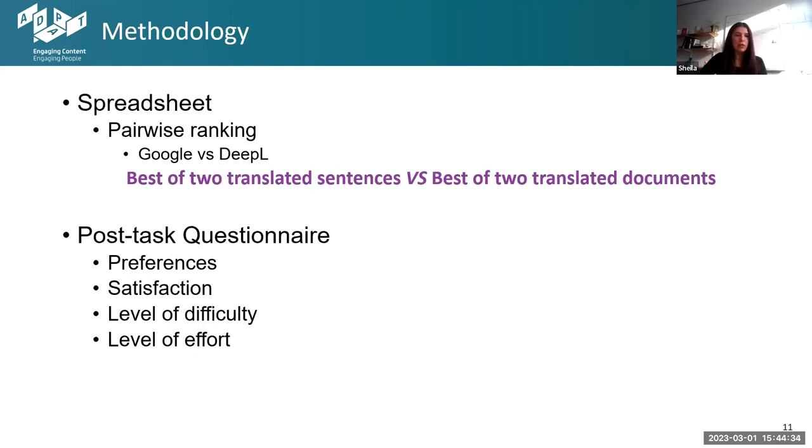I just used a spreadsheet for the pairwise ranking as well. And I put the Google Translate and the DeepL outputs and asked them, tell me which sentence is better in one exercise, and in the other exercise, tell me which document is better when I compare the two of them. And then I also gave them a post-task questionnaire asking them their preferences in the methodology, how satisfied they were, how difficult it was, and how much effort they felt they had to push to do the evaluation.